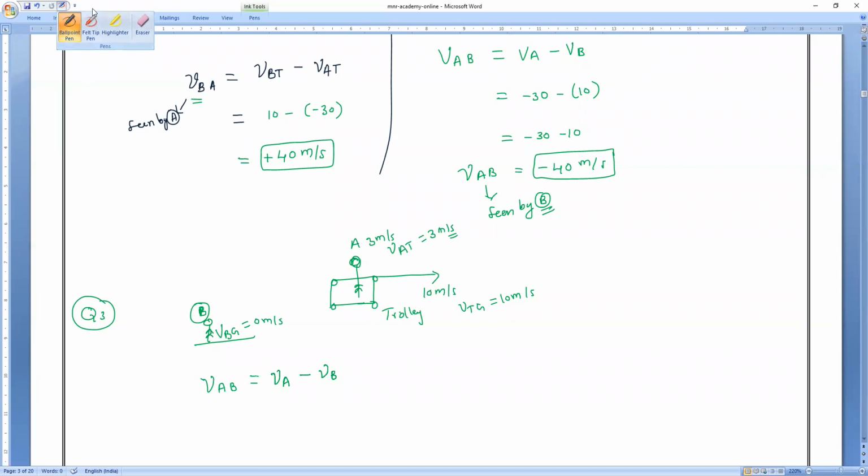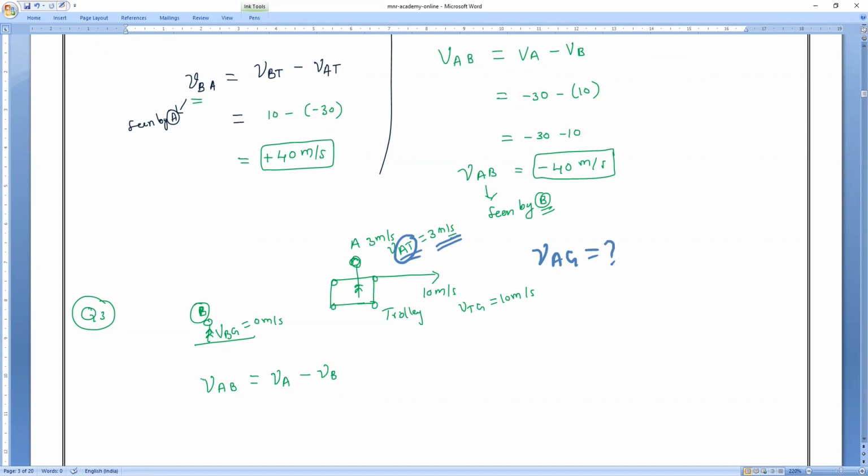But have you noticed it? We know the velocity of A with respect to trolley or with respect to ground? With respect to trolley. Velocity of A with respect to trolley, we know that it is 3 meter per second. But what is the velocity of A with respect to ground? You know or don't know? Don't know.